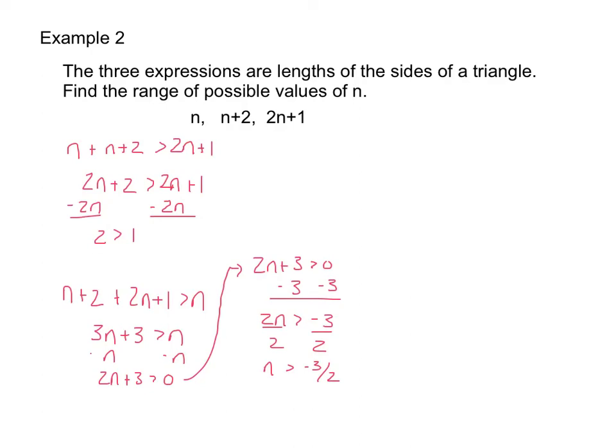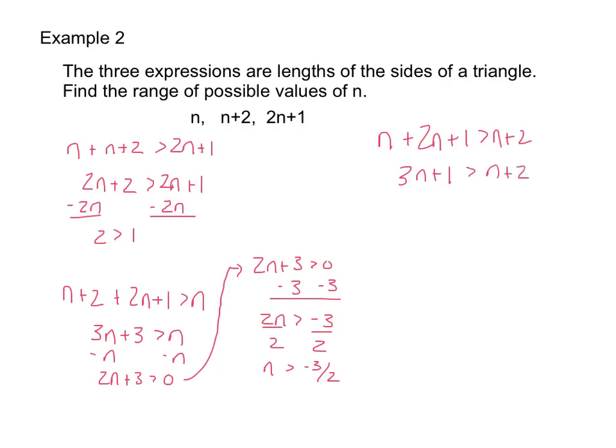So now finally let's move on to our last situation. We added the first and the second, and the second and the third. So now let's add together the first and the third. N plus 2n plus 1 is greater than n plus 2. Same reasoning: I added the first and the third, and it has to be greater than the second then. So now we have 3n plus 1 is greater than n plus 2.